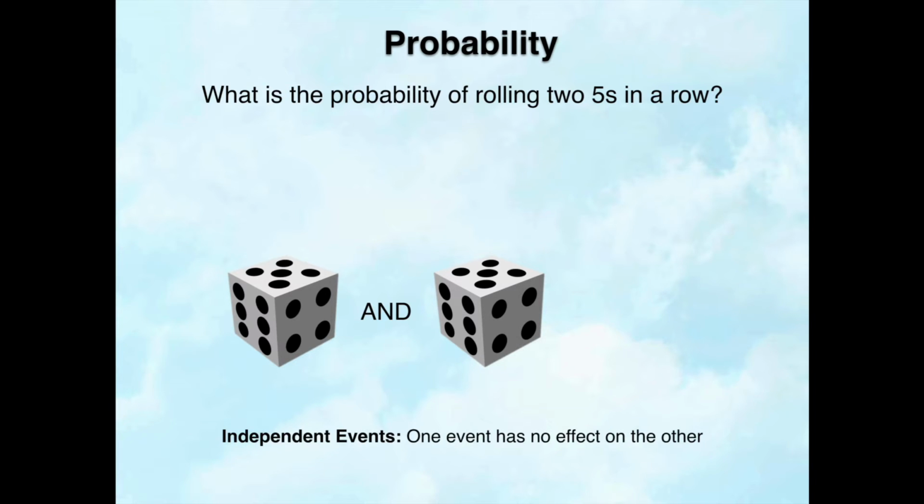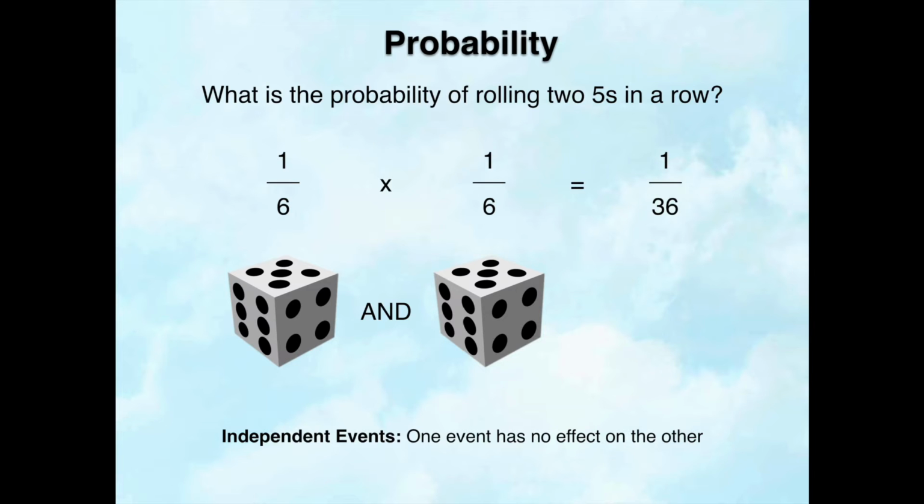So, the probability of landing on a 5 on the first roll and a 5 on the second roll is given by the conveniently named AND rule, which says that to find the probability of 2 independent events occurring, we just multiply the individual probabilities, which gives us an answer of a 1 in 36.